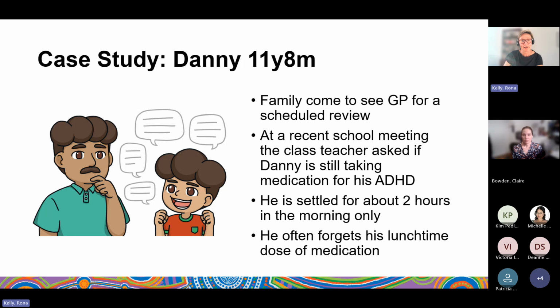So for our third webinar, we're talking about Danny now at nearly 12. So he's in year 6 at primary school. His medication is taken consistently, but his teacher started saying that it doesn't really seem to be working. And when it is working, it seems to wear off pretty quickly.